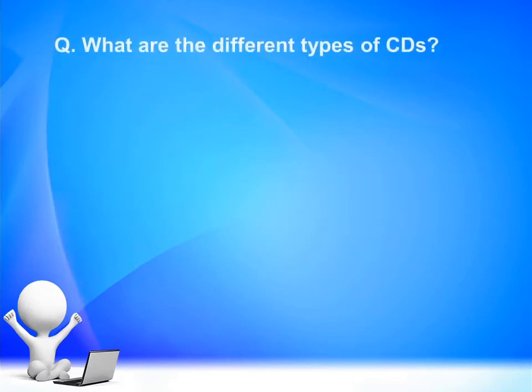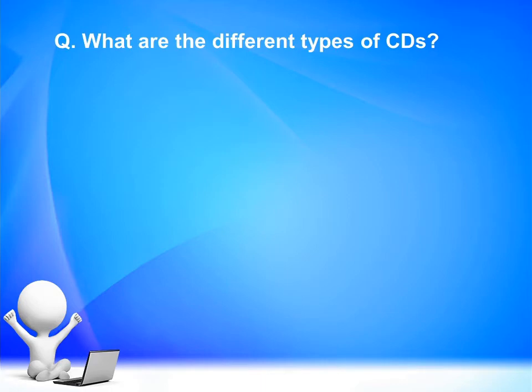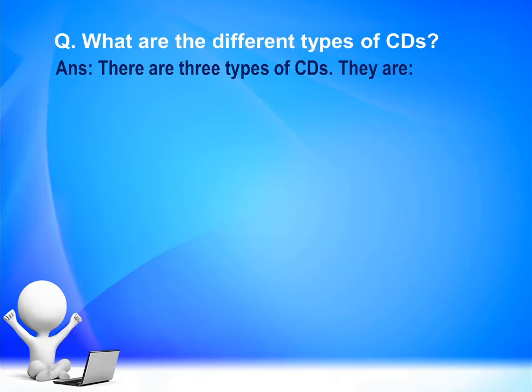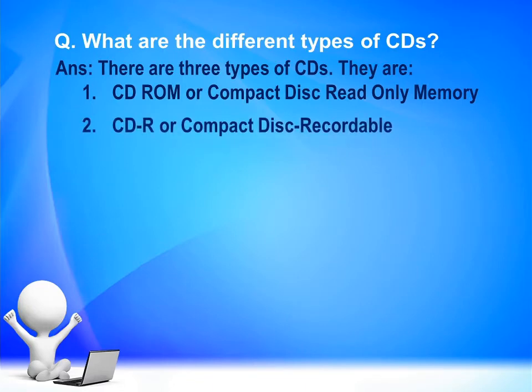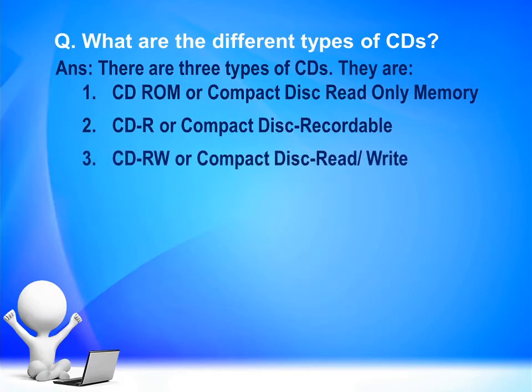Next, what are the different types of CDs? There are three types of CDs. They are: 1. CD-ROM or compact disc read-only memory. Second, CD-R or compact disc recordable. Third one, CD-RW or compact disc rewritable.